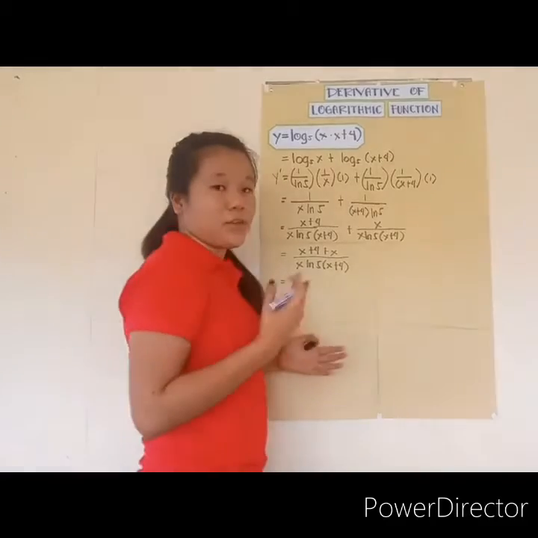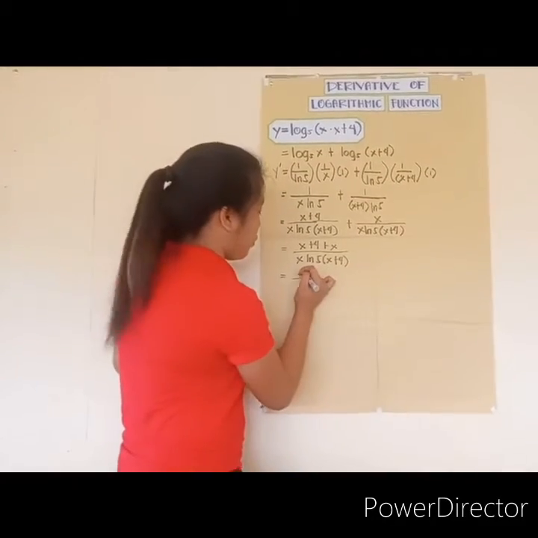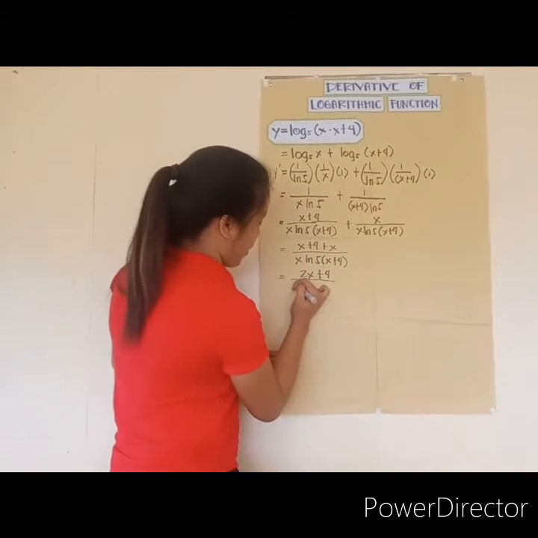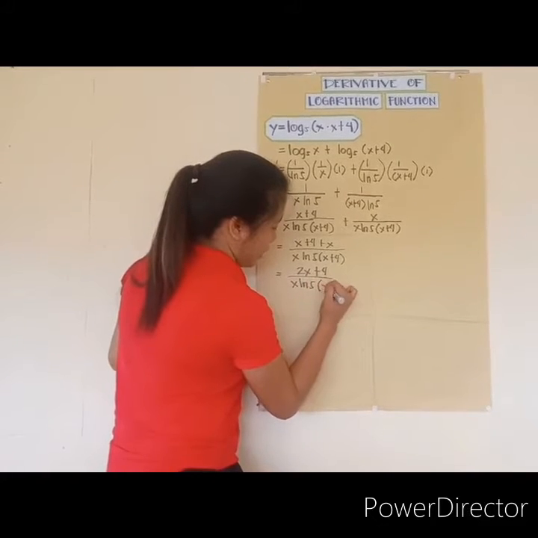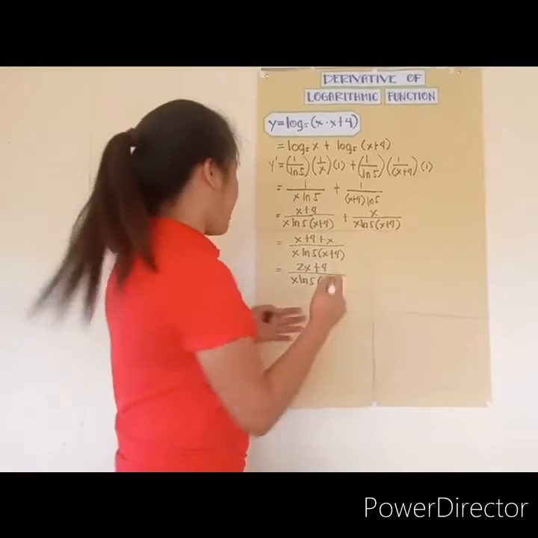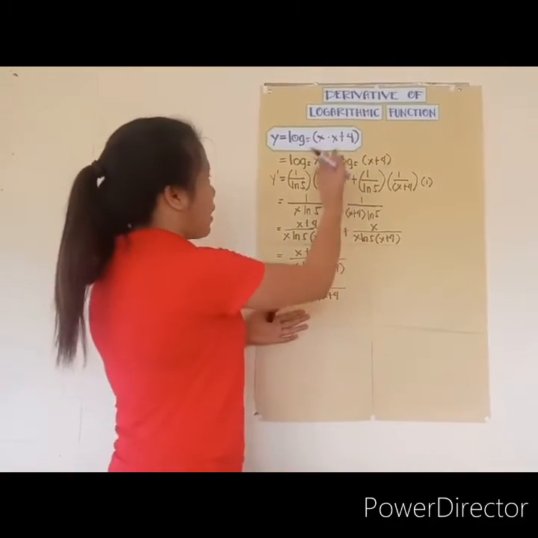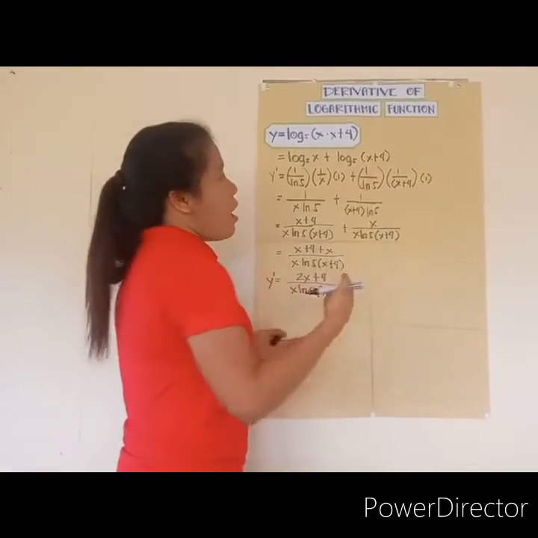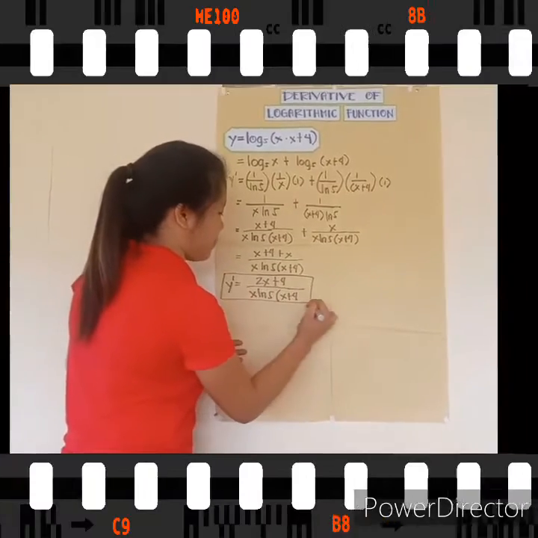Then let's combine like terms. So x plus x is equal to 2x plus 4 over x ln of 5 quantity x plus 4. So now this is our answer. This is the derivative of log to the base 5 of x plus log to the base 5 of quantity x plus 4.